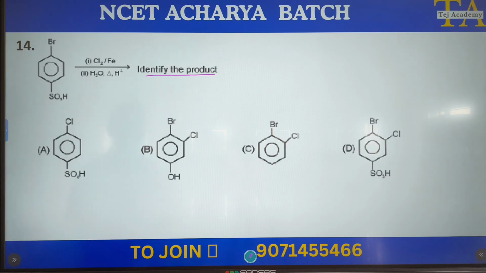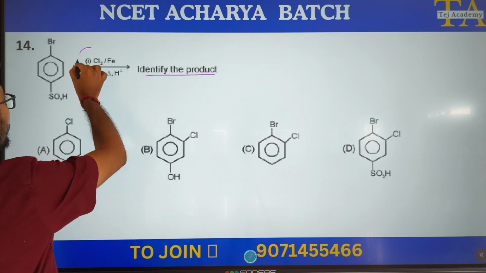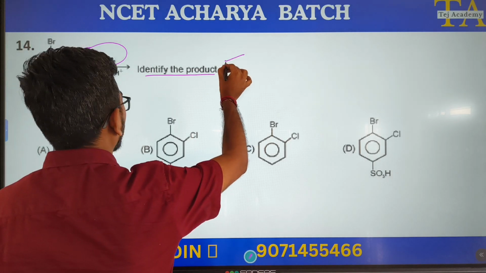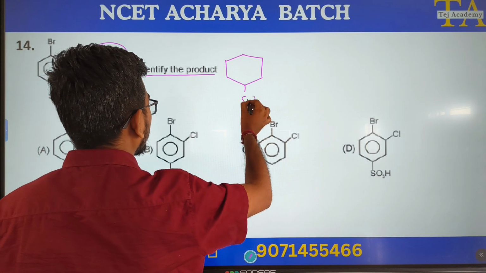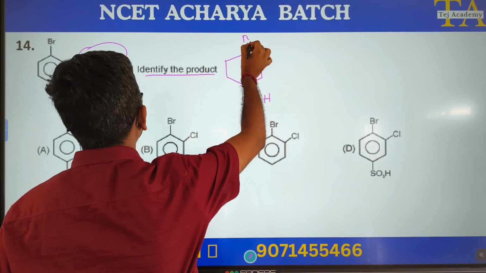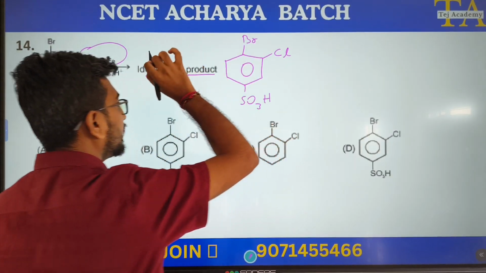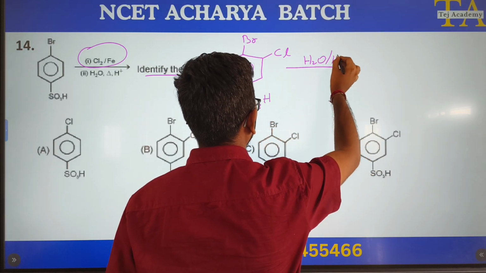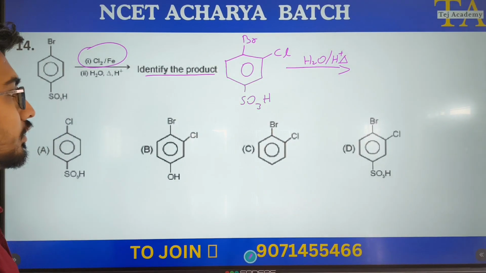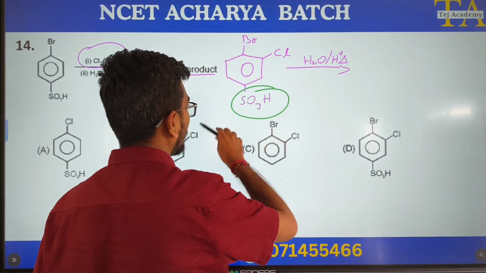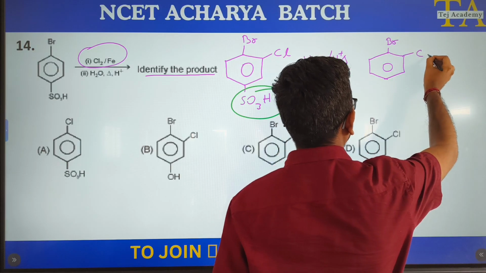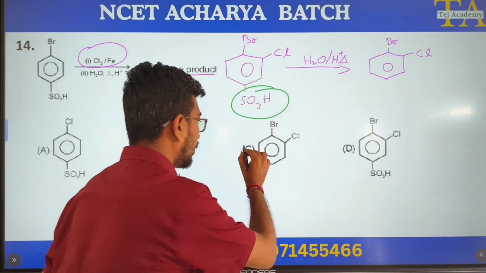14th question. Identify the product. The reaction is given, so we have to identify the product. See here, first, in the presence of Cl2 and Fe, what will we get? In the first step, SO3H will remain as it is, bromine will remain as it is, but at the meta position, chlorine will be attacking. Now the second step, in the presence of water and acid, they are going to heat. So desulfonation will take place, removal of SO3H, and finally we'll get the product, but bromine and chlorine remain as they are. So the third option is correct.